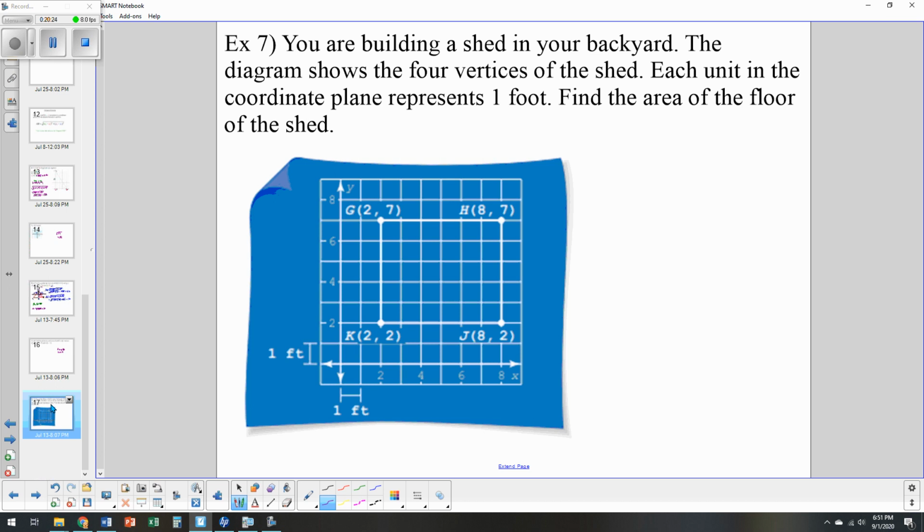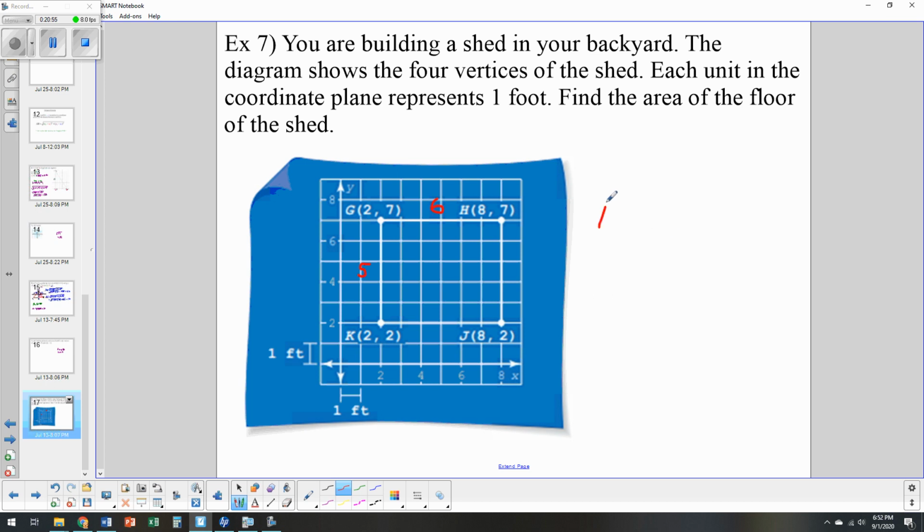The last one for this section, you're building a shed in your backyard. The diagram shows the 4 vertices of the shed. Each unit in the coordinate plane represents 1 foot. Find the area of the floor of the shed. So since these are all vertical and horizontal lines, that's good for us. We get to just count. So 1, 2, 3, 4, 5, 6. Horizontally, the distance is 6. 1, 2, 3, 4, 5. Vertically, the distance is 5.